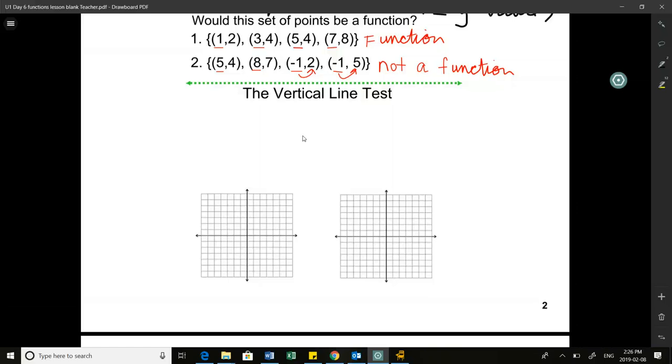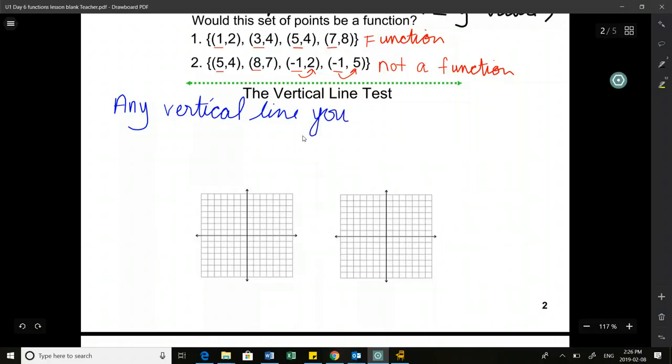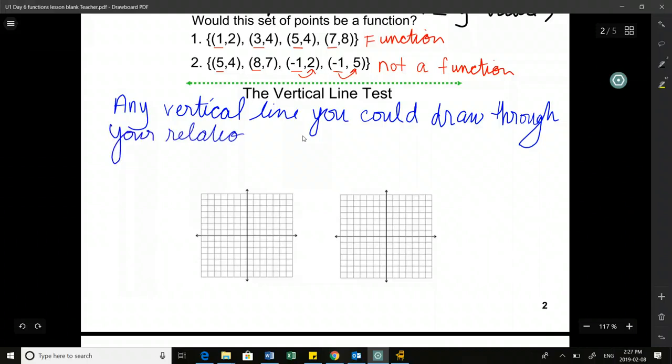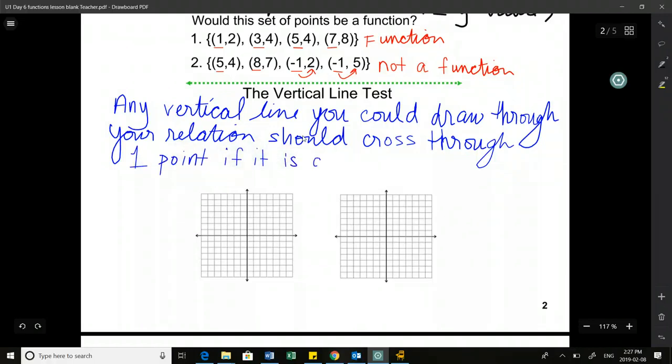So if I draw a bunch of imaginary vertical lines through my function, I'm looking for it to only ever cross once. The second I can draw a vertical line and it crosses through more than one point at a time, it's just a relation and it's not a function. Any vertical line you could draw through your relation should only cross through one point if it is a function. If it crosses through more than one point, then it's a relation, but it's not a function.